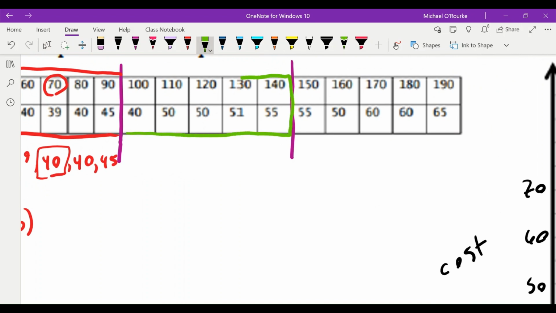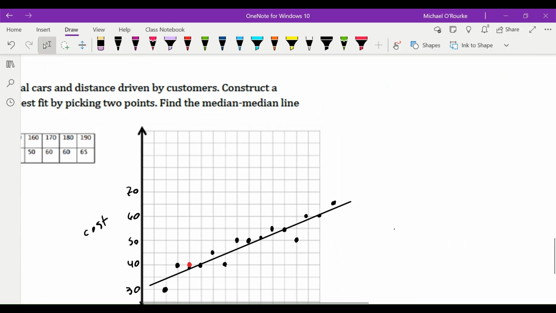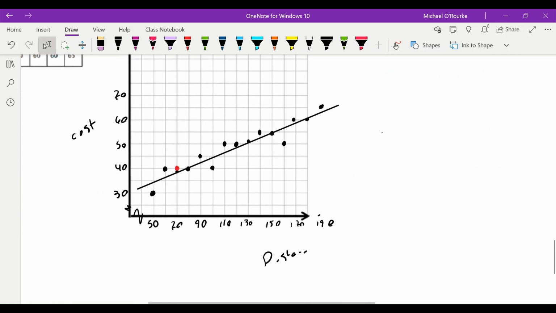And then my second one I'm going to do in green. Now it looks like we're in luck because the x values are in order from smallest to biggest, and our y values are also. So 120 is our median number here, and 50 is our middle number here. So 120 and 50 is going to be our median point here, which is right there.